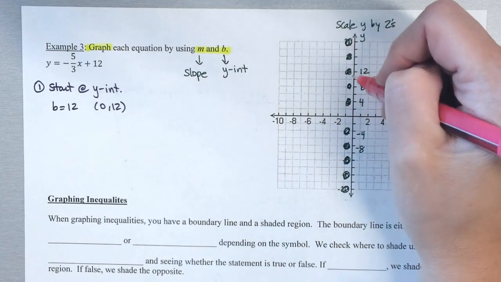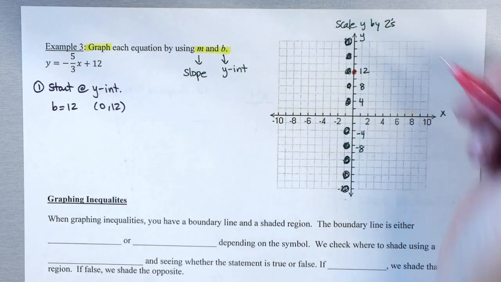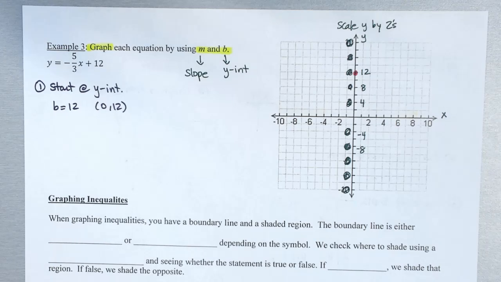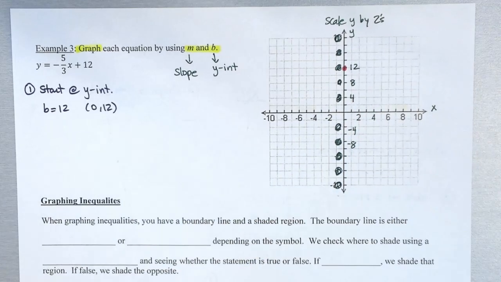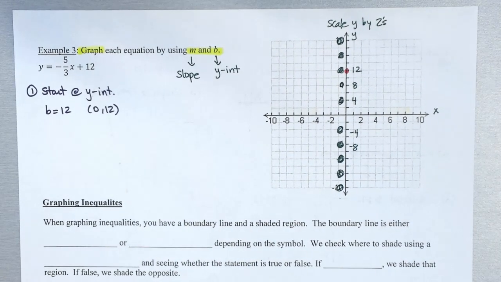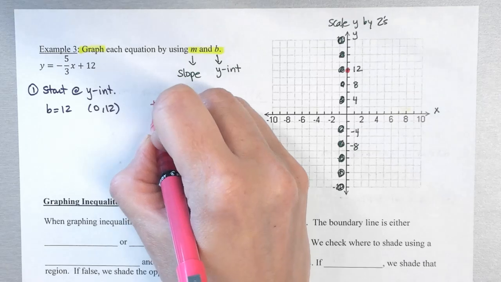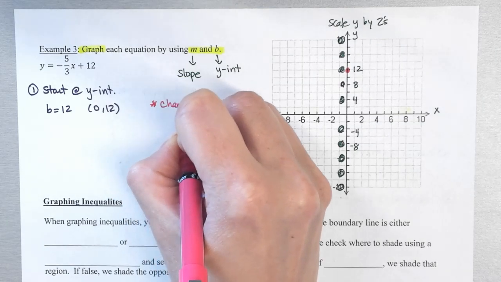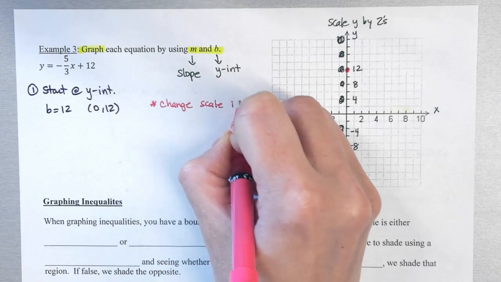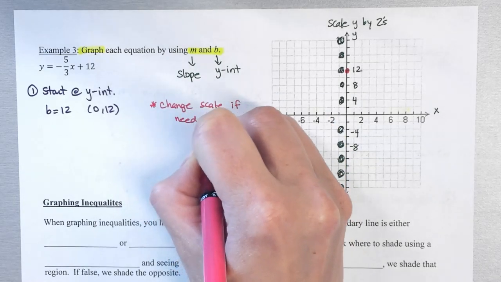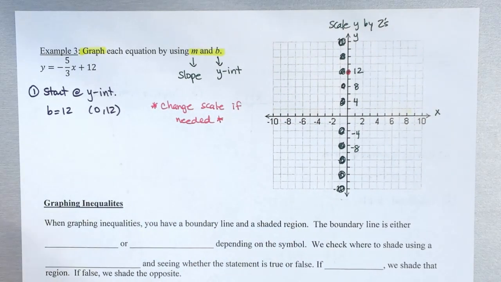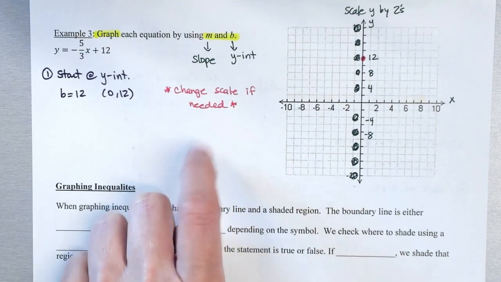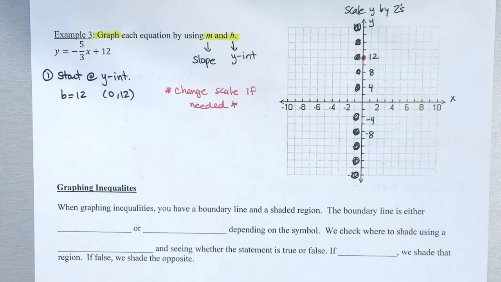Okay, so we're going to put our point at 0, 12. Okay, so we changed the scale to make sure that we could fit this on there. Okay, so I don't want you to say, oh, I couldn't fit it on the graph. Just change your scale if you need to. Okay? All right, and then your second step is going to be to use that slope.